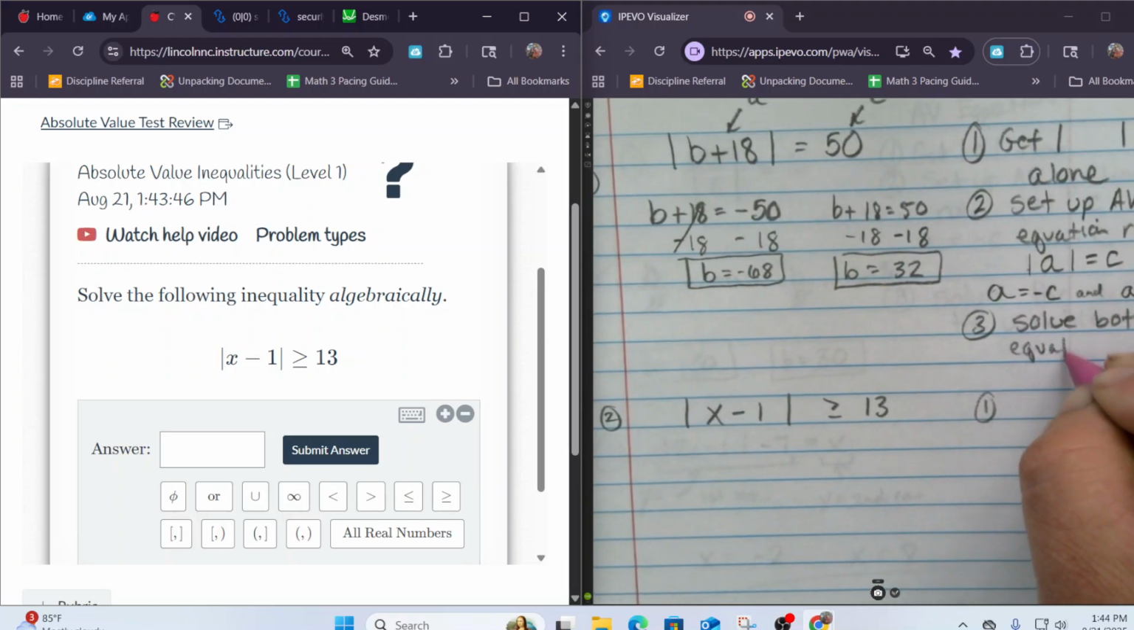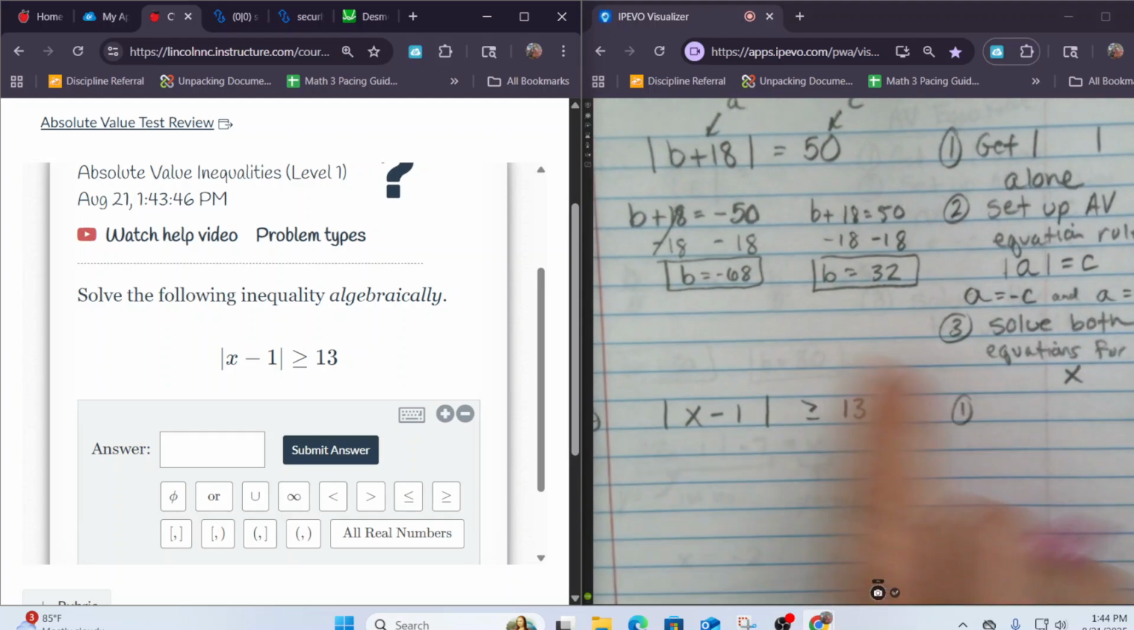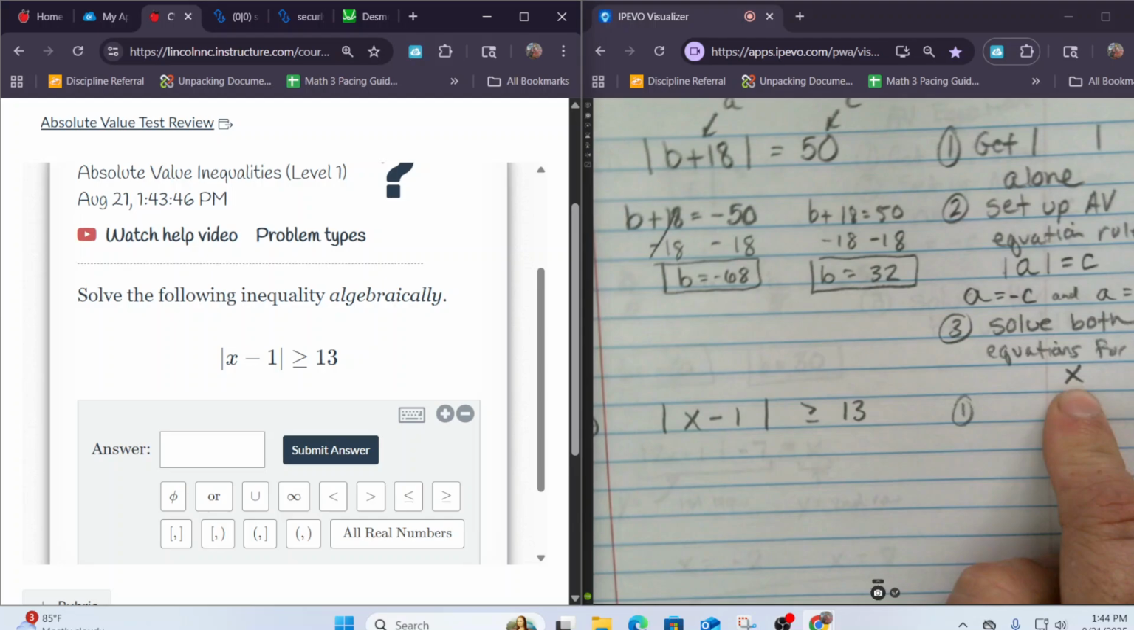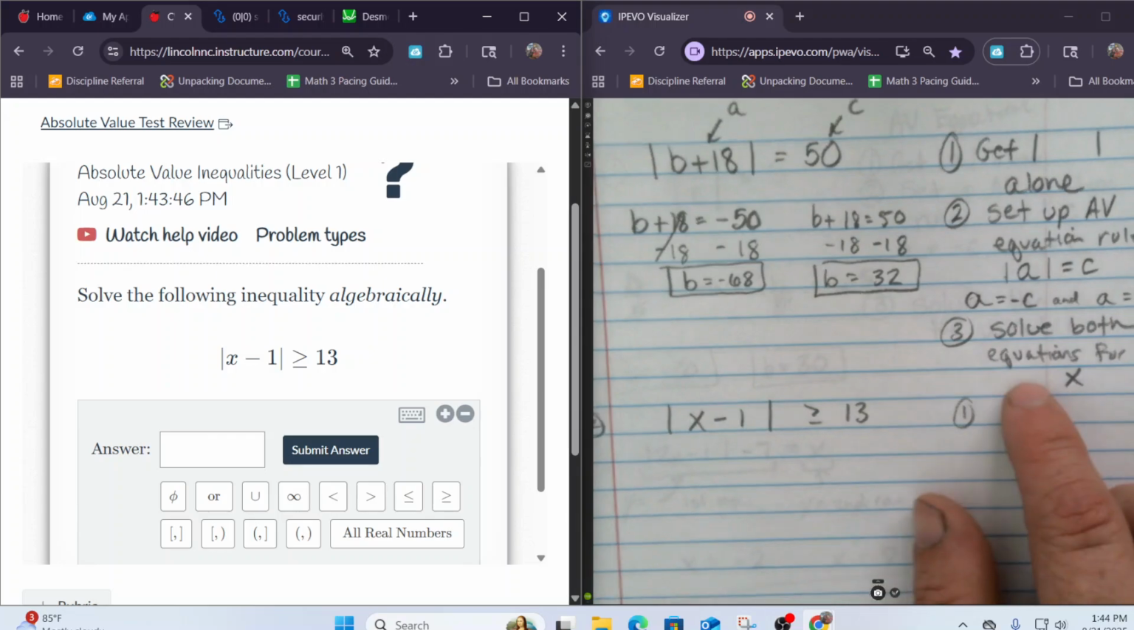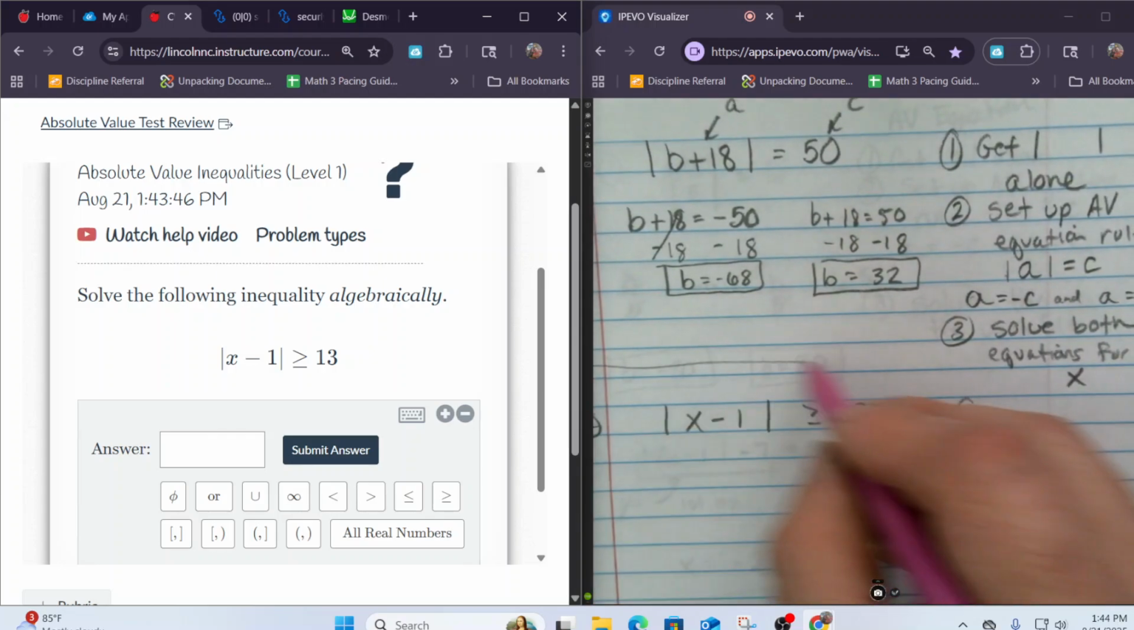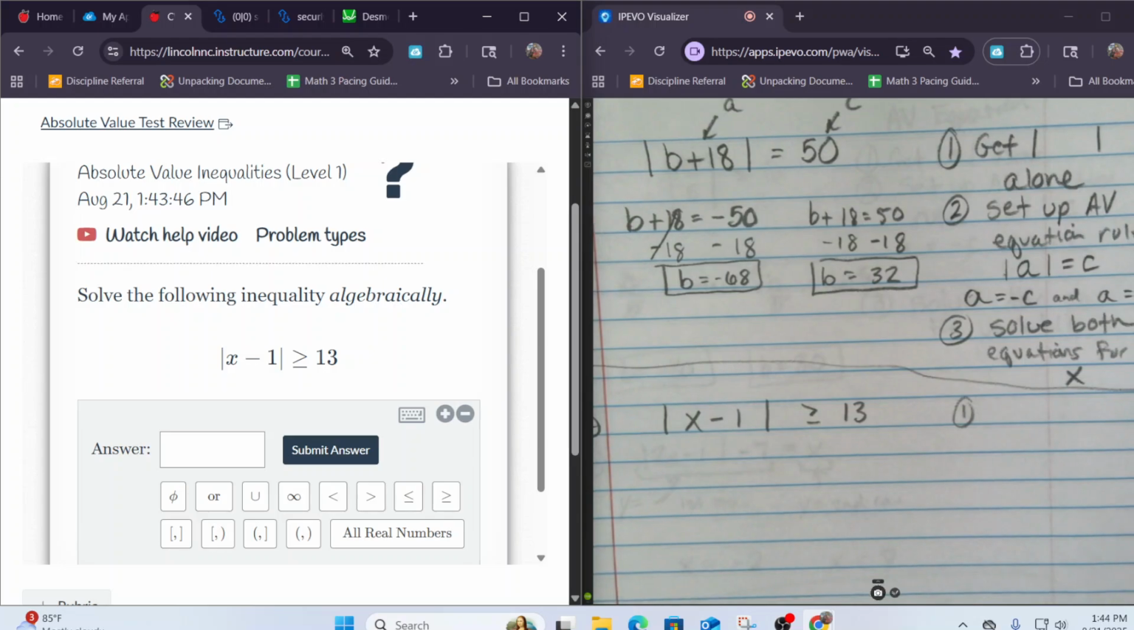I forgot step 3 on the first problem. Solve both equations for, I'm just going to put x. You know it's a variable, in this case it's b. But the third step there will be to solve both equations for the variable. That's the third step. Okay.